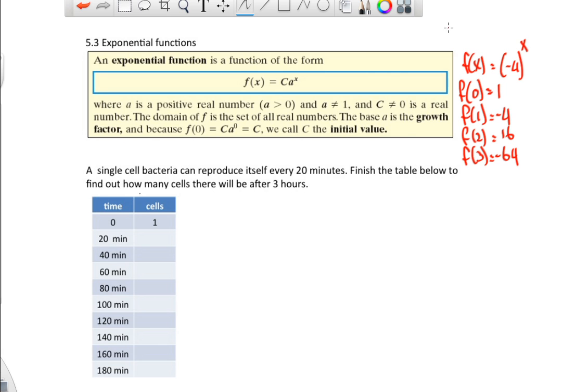A cannot be equal to 1. Well, that one's easy, even easier to show. If it was 1, wouldn't we just always get 1 out of there? So that's not an exponential function.